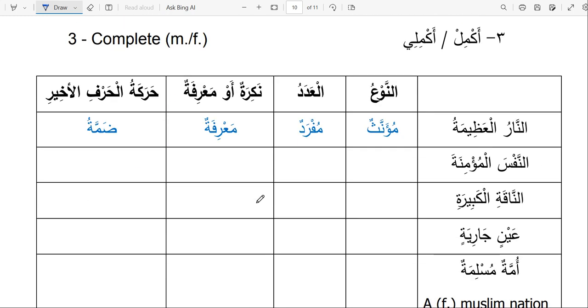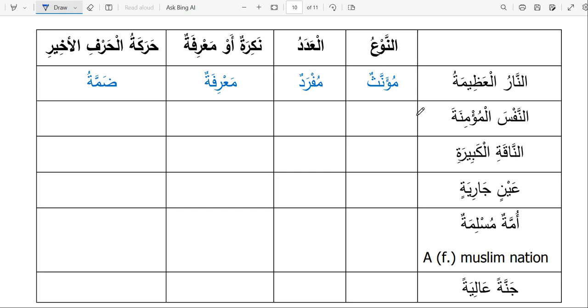In this table, there are examples, and you can see here azimatu, azimata, and azimati. So, what is the meaning of an-nar al-azimati? The great, azima means the great fire. What is the great fire actually? The fire of hell. An-nafsa al-mu'minata. What is nafs? The soul, the believing soul. Okay, it is spelled B-E-L-I-E-V-I-N-G, believing soul.